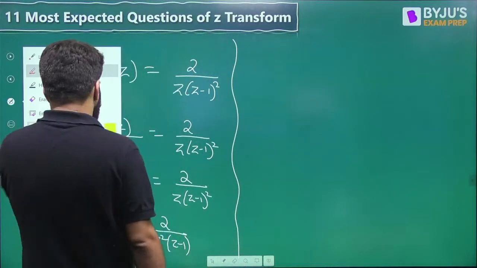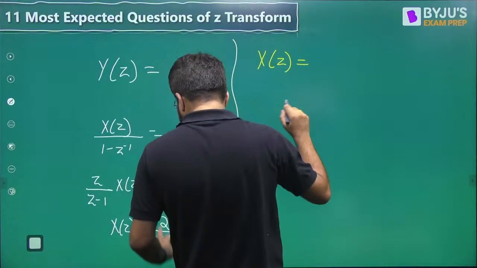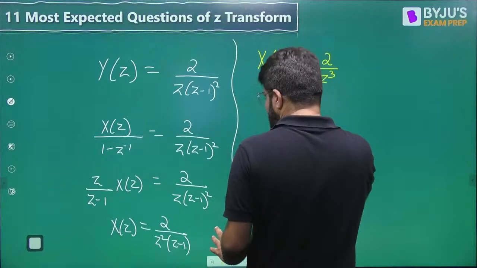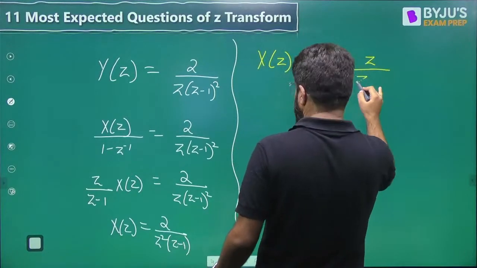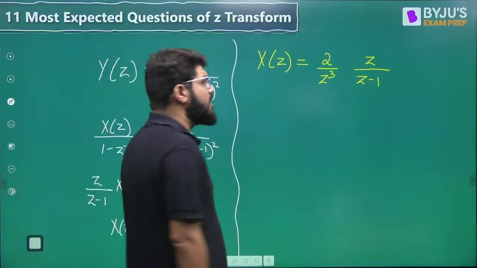It is 2 upon z square (z minus 1). X of z is 2 upon z square. Keep the 2 separate. Let me make the z square as z cube and then multiply z in the numerator, so that we all know what is z upon z minus 1. It is the z transform of an important signal.